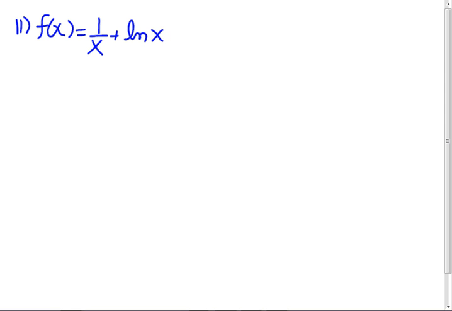Now, I don't like decimals, so I'm going to use a fraction. I'm still going to need a calculator. Okay, Casey? I want to find the maximum and minimum values of the function.